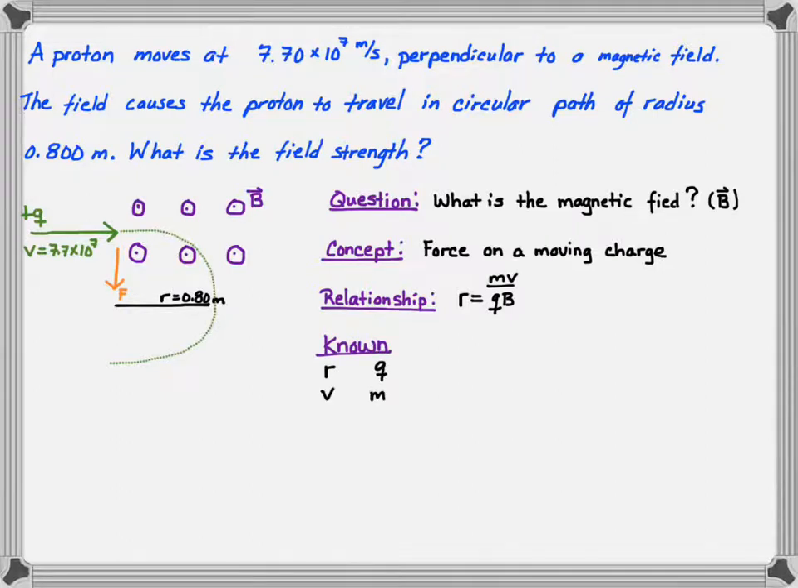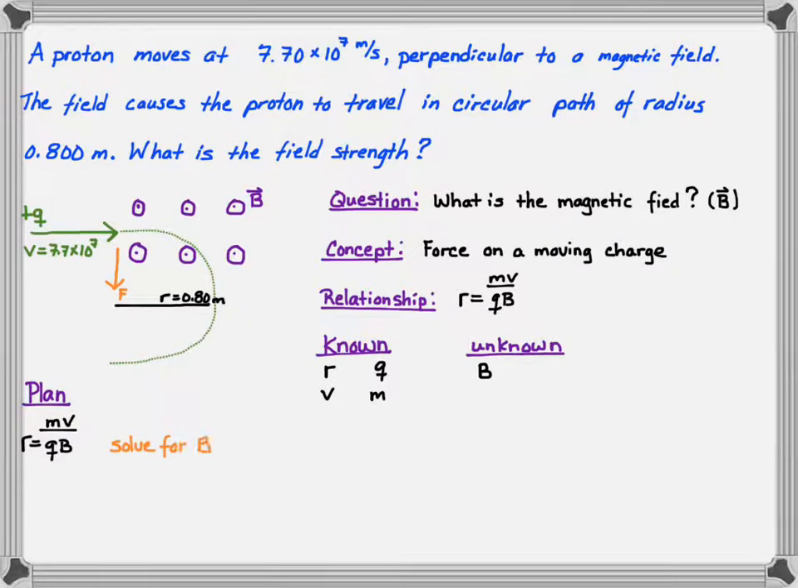So what's known is the radius and the velocity of the particle. I know the charge on the particle because they tell me it's a proton, and I also know the mass of the proton. It's something that you can look up in your textbook or online. What is unknown is what I'm looking for, which is the magnetic field B.